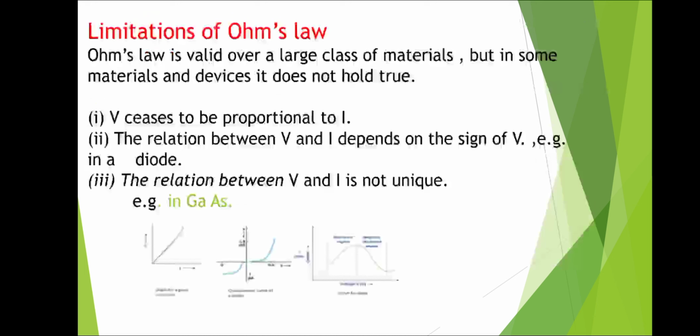Second, the relation between voltage and current depends upon the sign of V. Basically, between current and voltage we have to consider the sign, so in a diode we can't apply it, and in semiconductors we can't apply Ohm's law because they don't follow it, and these are known as non-linear elements. Third, the relation between V and I is not unique. If we are changing the value of V and I remains constant, then we can't apply Ohm's law.